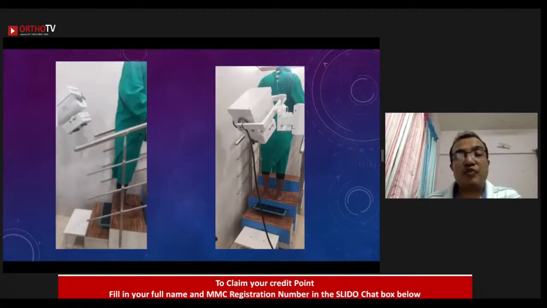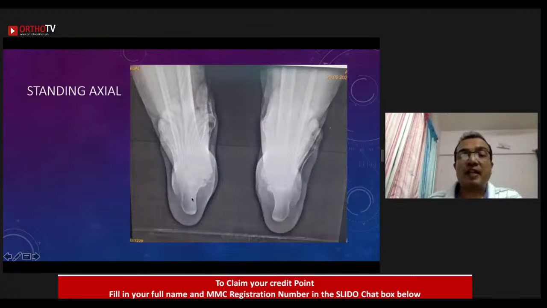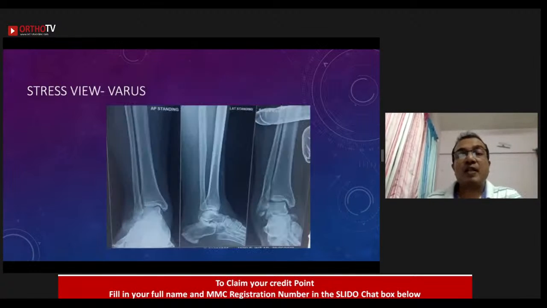This is standing axial view, where you have angled the tube at 45 degree and patient is standing here. So this is from behind, standing axial view. This is what it gives you the picture like, and this will give you angle of the hind foot and relation of hind foot to the leg, whether you are dealing with varus or valgus deformity.